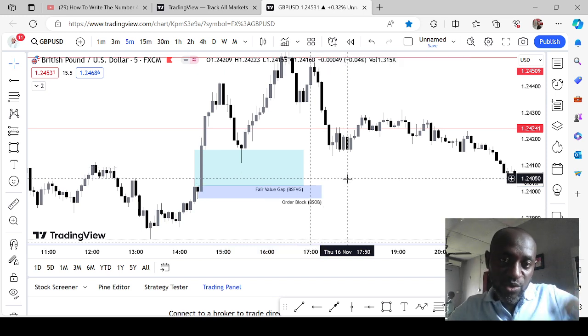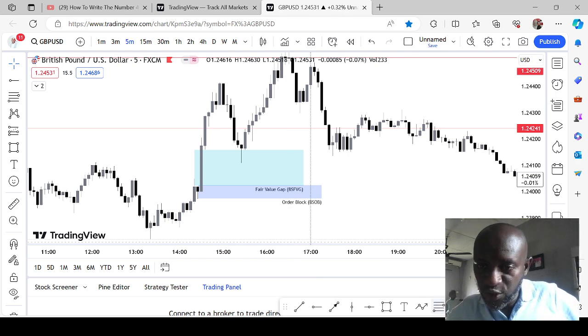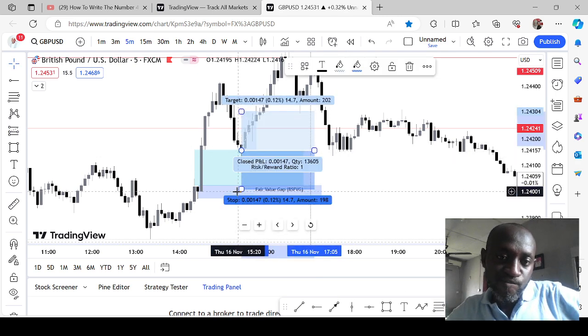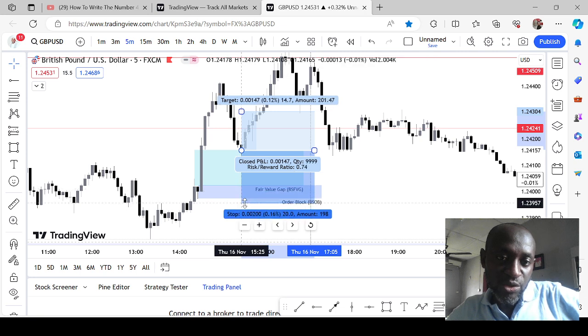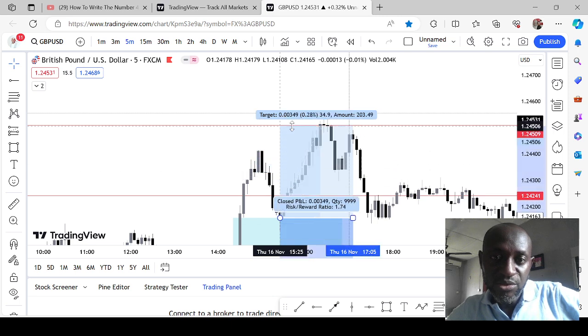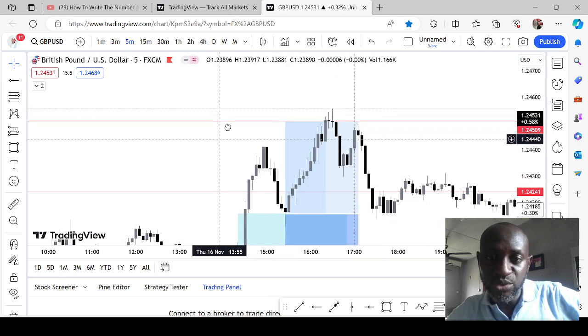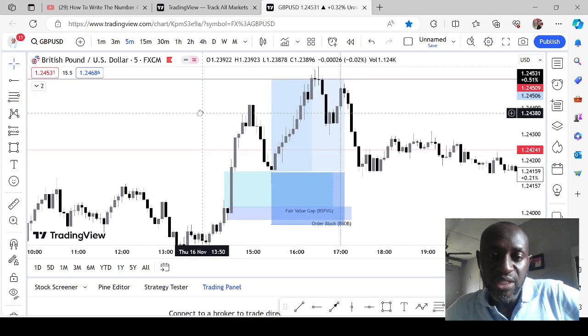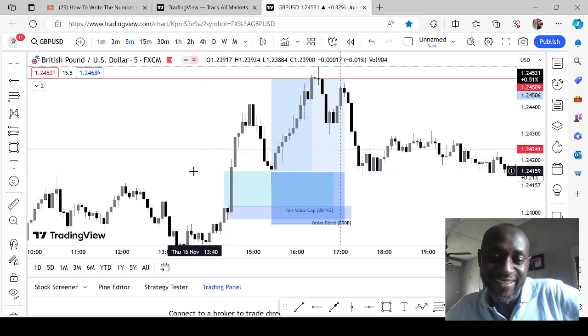Now in this kind of case, what do you do? Assuming you take your buy limit from here, you put your stop loss underneath the order block, and you target the next high. So it is a good trade. It's not a good trade, but you can just take it. You understand? Just take it.